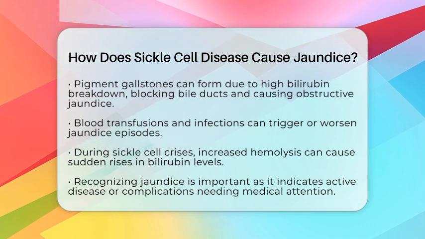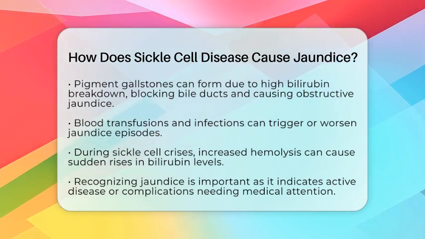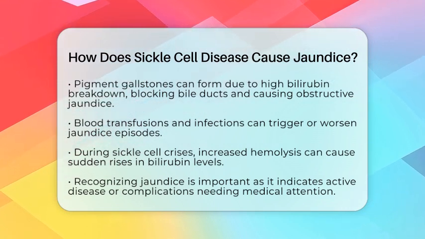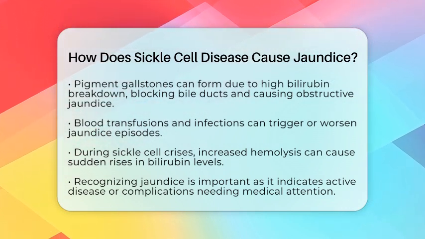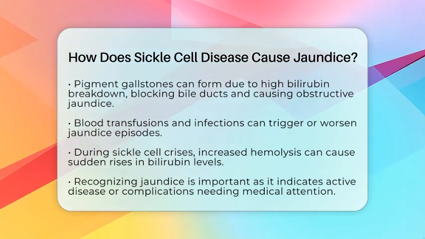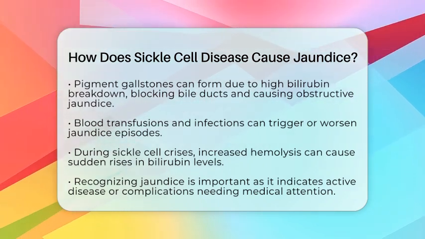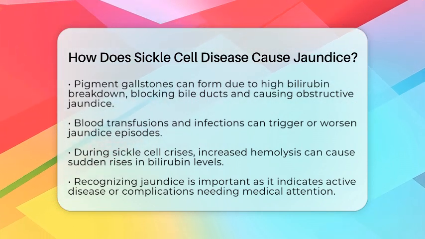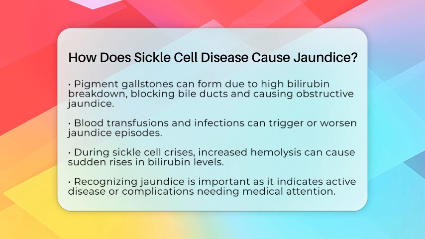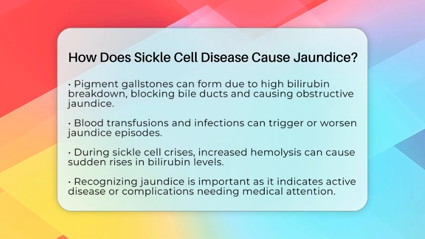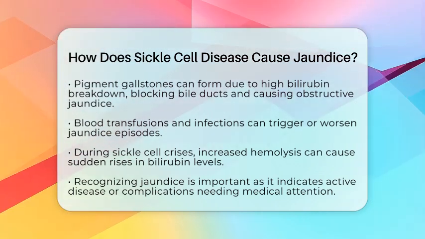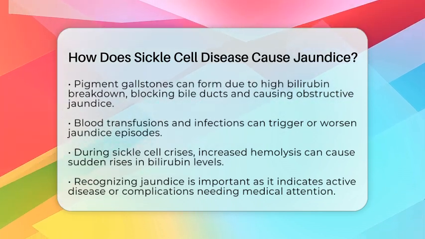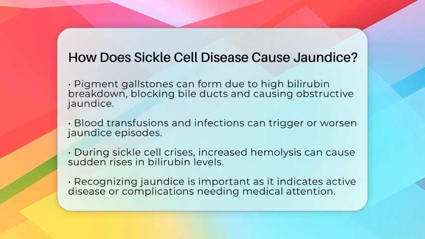In summary, jaundice in sickle cell disease results from the rapid destruction of sickled red blood cells producing excess bilirubin, combined with liver damage caused by blood vessel blockages and other complications. The liver struggles to process and eliminate bilirubin, leading to its accumulation in the blood and the characteristic yellowing of the skin and eyes. If you or someone you know has sickle cell disease and notices jaundice, it is essential to consult a healthcare professional to evaluate and manage the underlying causes effectively.